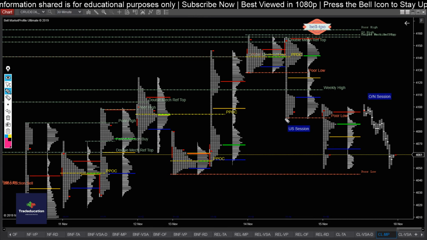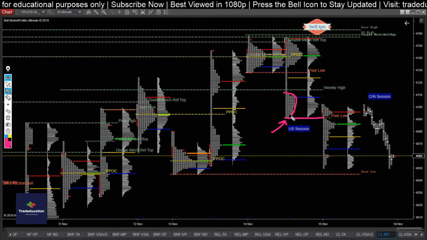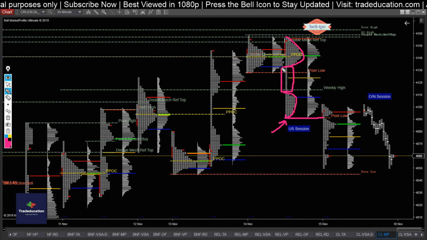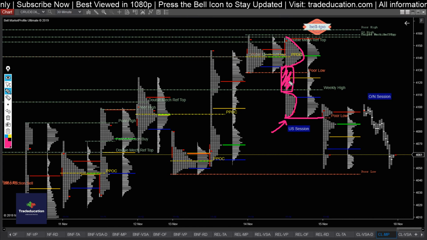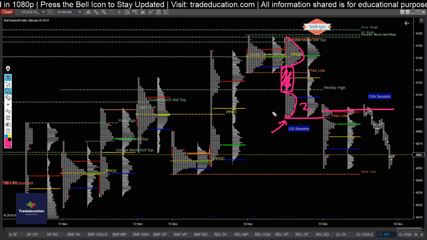So this is the US session, and the first data point you see is that we have these poor lows. Second data point is that it was more of a double distribution, and there was a big single print zone. Yesterday there was an inventory announcement, and this move is nothing but the inventory move. Today's open is within the lower balance or the lower distribution. This is also a second data point: the first data point was the poor low, and the second is where the auction is opening in the overnight market.